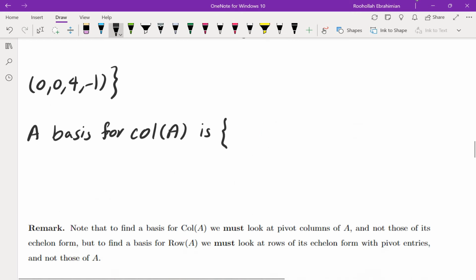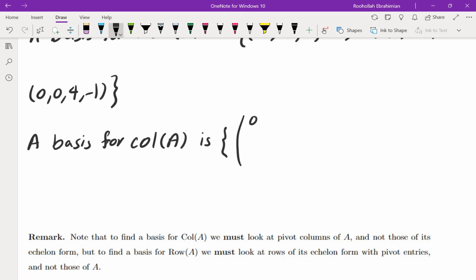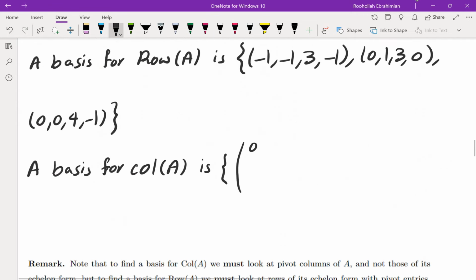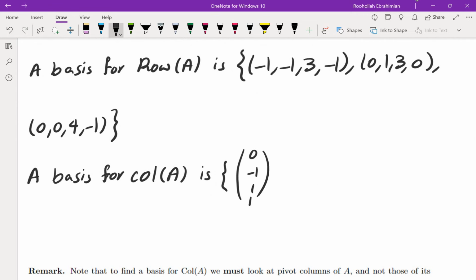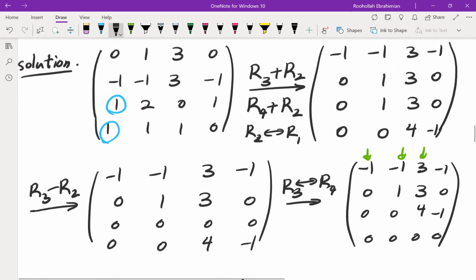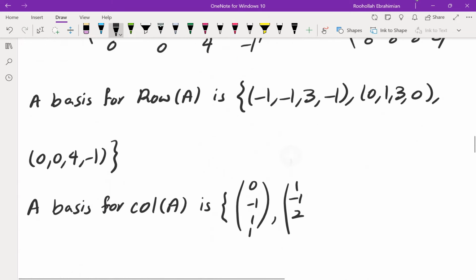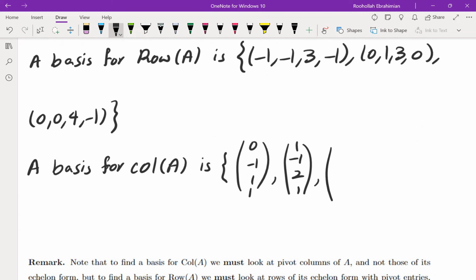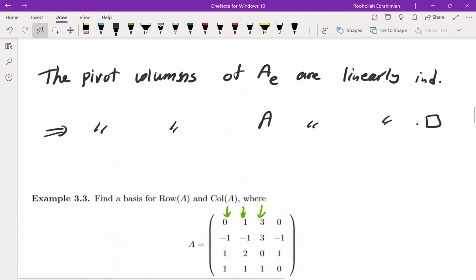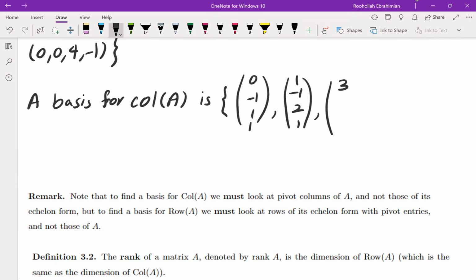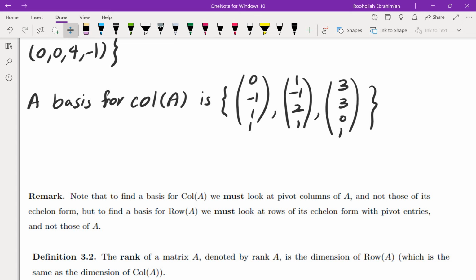So if you look at that, it would be 0, negative 1, 1, 1, and then the next one is 1, negative 1, 2, 1, and then finally the last one is 3, 3, 0, 1. So these three form a basis for the column space.